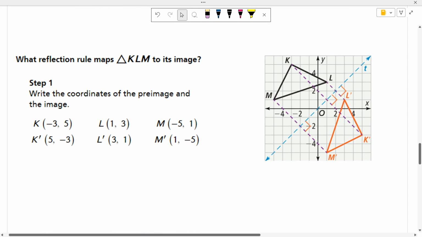What's the reflection of this one? Well, if KLM starts at -3, 5, 1, 3, and -5, 1, when you go across a line called x equals y, where each x value and y value are the same thing, 1, 1, 2, 2, 3, 3, 4, 4, and so on, when you reflect across this line, and when it comes to algebra, this is how you find inverses, you just switch around the x and y variables. When you reflect across, you just switch around the x and y variables, and that's the reflection.